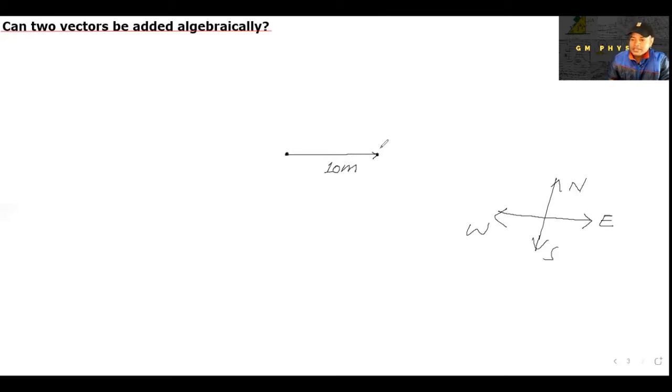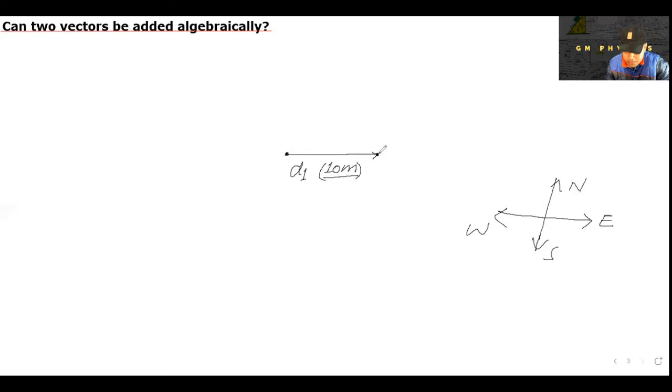So this is his first displacement along east direction. How much? 10 meters. So let's call this D1 vector. We have not studied how to represent vectors, so I'm not using proper representation of vectors right now. I'm simply trying to make you understand whether two vectors can be added algebraically or not. So let's call it D1 vector, and that is equal to 10 meters. Okay. So this is my first displacement.